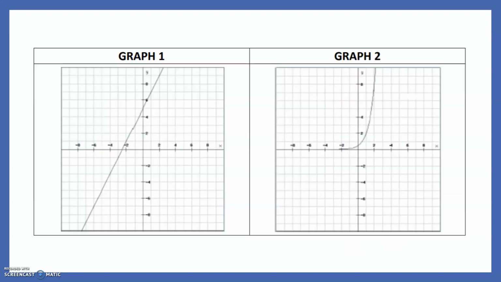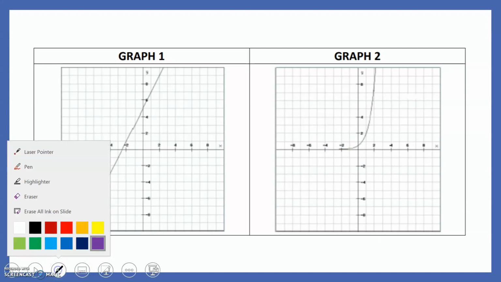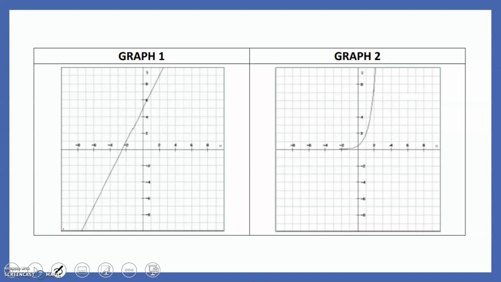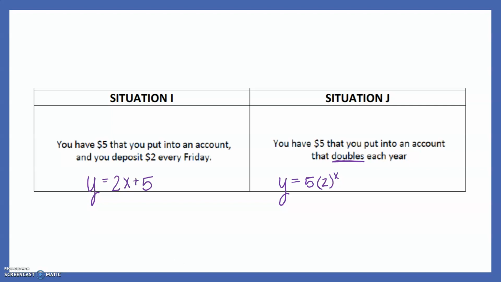Now we want to match all of these to a graph. So graph number 1 is a linear graph because it's a straight line. We want to match this with one of these situations that we had previously. We see that our y-intercept is 5 and our slope is 2. So we're looking for an equation that is y equals 2x plus 5, which we see right here in situation I.